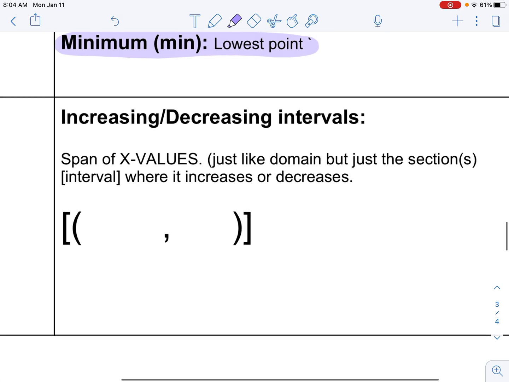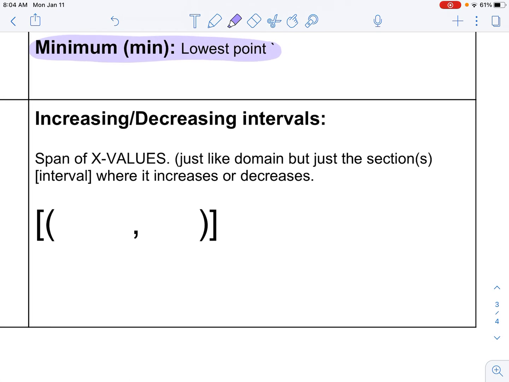Increasing and decreasing, as well as constant. Increasing means where is the graph going up? Decreasing is where is it going down? And remember, we read graphs just like we read books, left to right. So left to right.